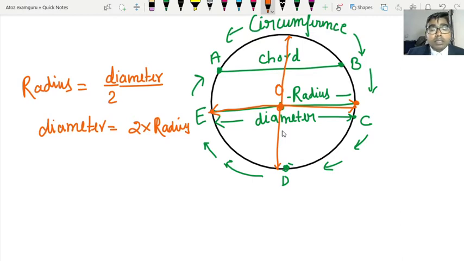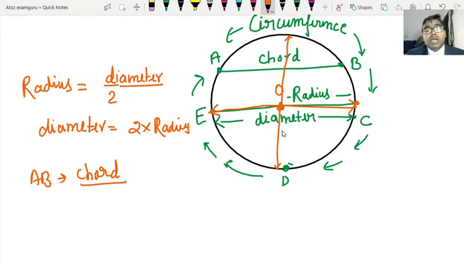Similarly, there is the chord. A chord is a line, it is AB. In this case, it is called a chord. And how is a chord different from a diameter? A chord never passes through the center of the circle. So the length of a chord is always less than the diameter, and whenever its length equals the diameter, it will not remain a chord. It will become the diameter of the circle.